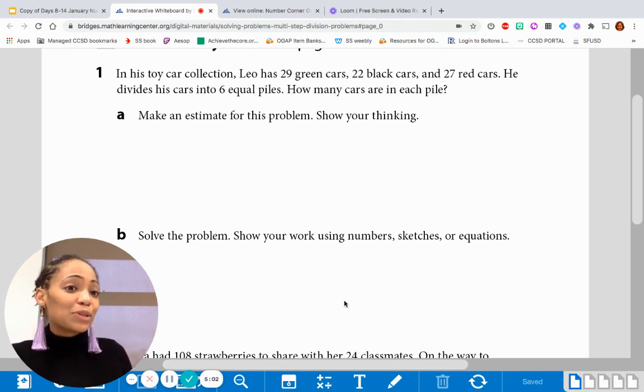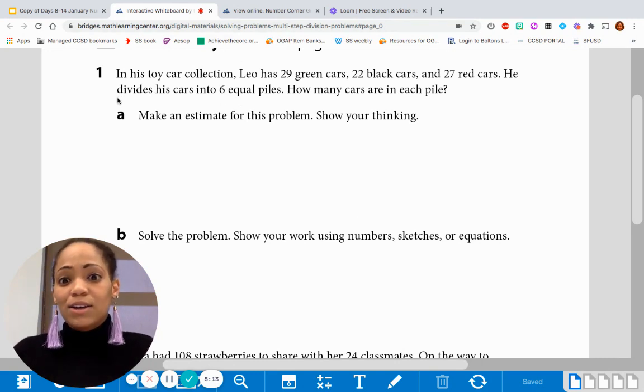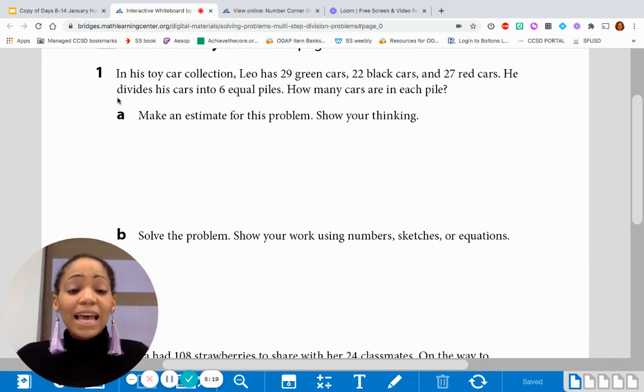Maybe you remember I said we're doing division story problems today. So yes, it's division. Not just because I said it was division story problems, but it makes sense in context, and it also says he divides his cars into 6 equal piles. So, before we solve this problem, let's estimate the answer, okay?